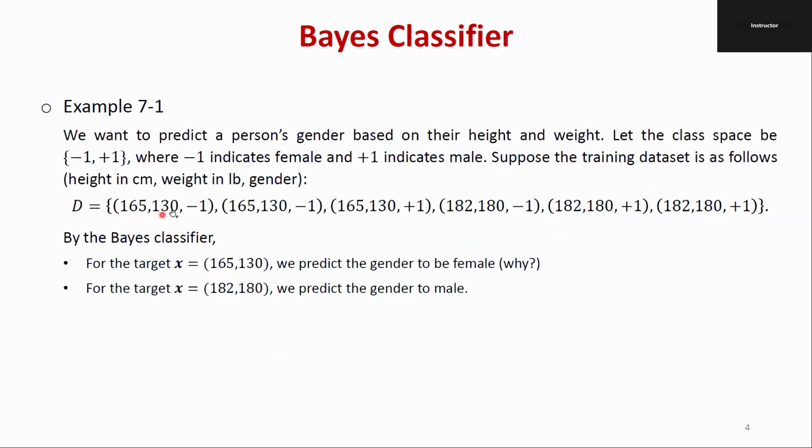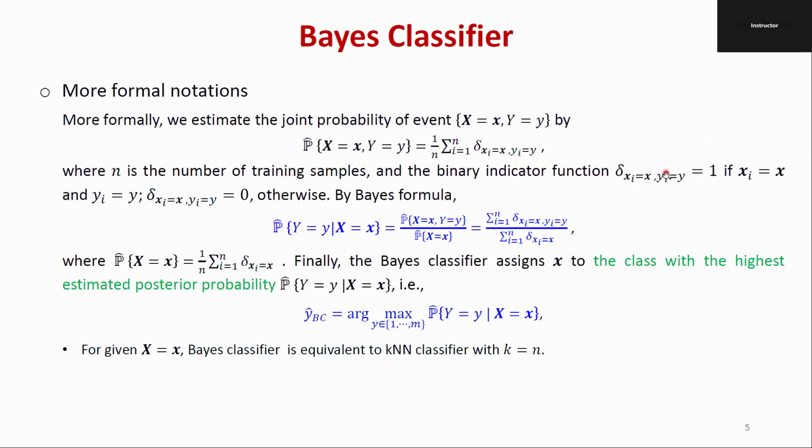Let's say my x is 165, 130. In other words, among all these 6 data, I'm gonna find how many data are the data such that the height is 165, the weight is 130, and the gender is -1. That's it. If this is satisfied, then this data is gonna count as +1. If it's not satisfied, then this data is gonna count as +0. And this is the indicator function.